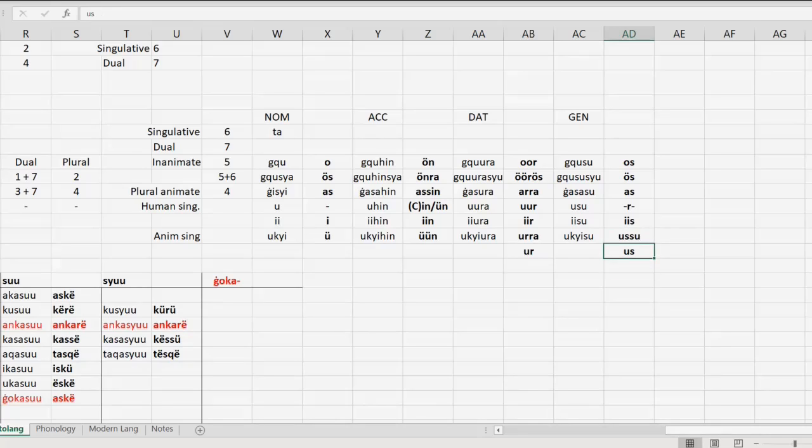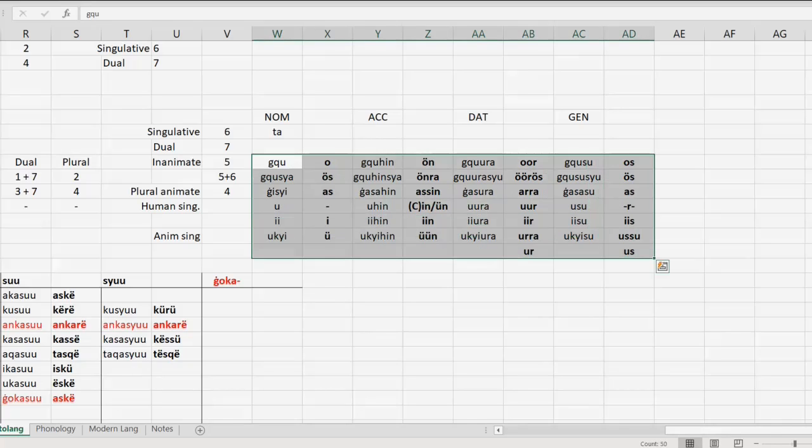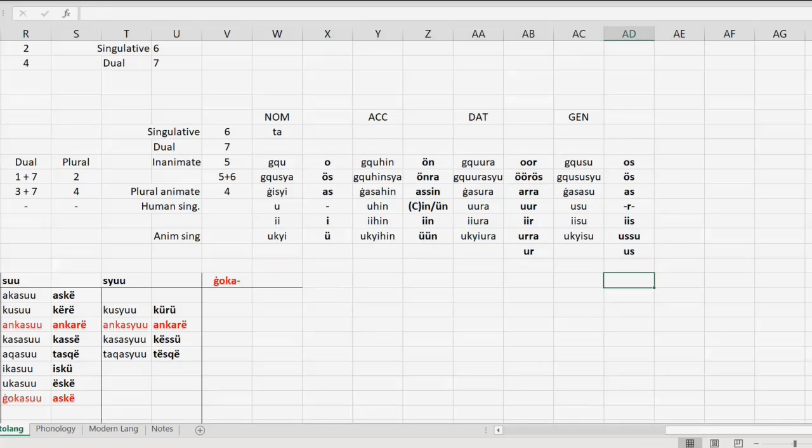Actually, no we don't, because we don't have u in this language. Just pretend every time I've written u here, it's actually something else. The only potential problem that I'm seeing is that these forms for the dative and genitive are pretty similar to the plural forms. Again, syncretism isn't necessarily bad.